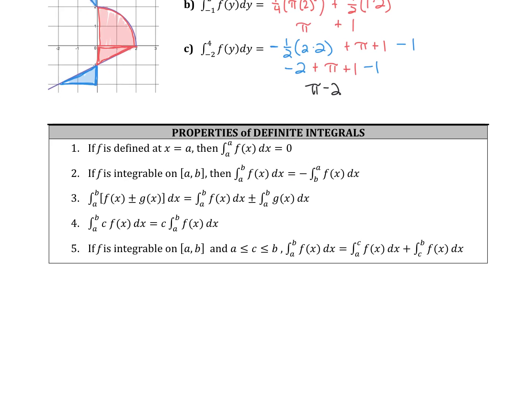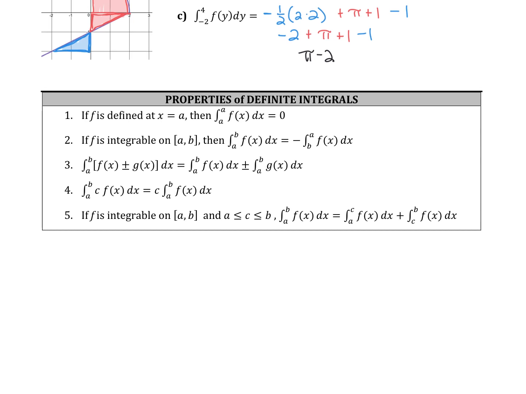All right, well, let's move on to some properties of definite integrals that we're going to want to know. There's a couple that stand out in here. One, it says if f is defined at x equals a, then the integral from a to a, meaning my bound starts at a number and ends at the same number, and I'm supposed to find the area under that curve, well, that result's going to be 0 because there is no area. We haven't moved anywhere on the x or y axis, depending on which way we look at it.